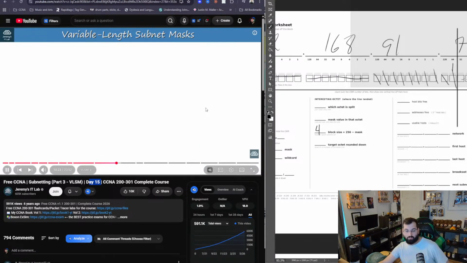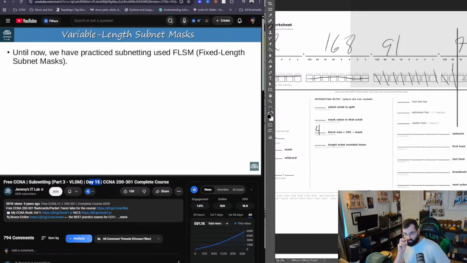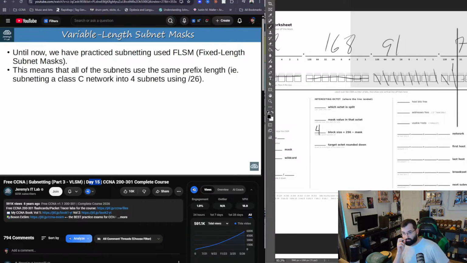So let's move on to a very important topic, VLSM, which stands for Variable-Length Subnet Masks. We'll do that on Sunday. Until now, we have practiced subnetting using FLSM, Fixed-Length Subnet Masks. This means that all of the subnets use the same prefix length. For example, subnetting a Class C network into 4 subnets using /26.